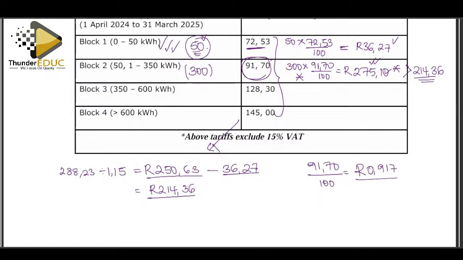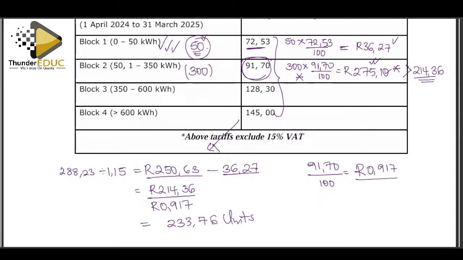So you come, divide. It's not a must that you put the R, but I'm showing you that we're dividing rands and rands. So we have 214 rands 36 cents divided by 91, so 917 cents. So the answer becomes 233. These are units.